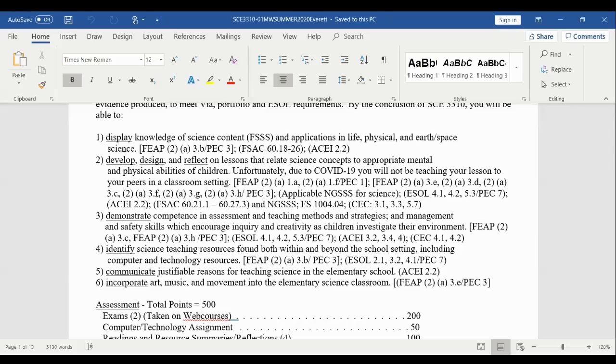Display knowledge of science content. Well, this is not a content class, but of course we learn content when you teach science. But this is a methodology class. You have a separate class for content now. You're going to develop, design, and reflect on lessons. You're going to write a lesson plan.